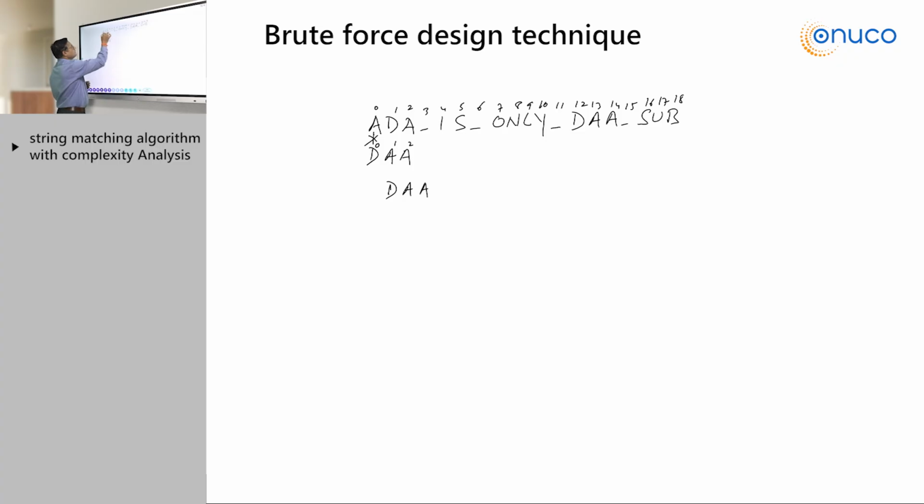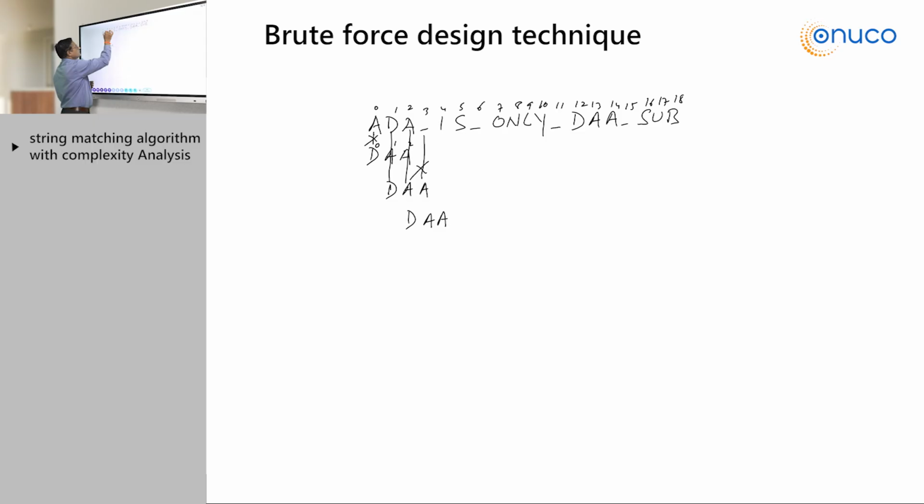Now we are comparing D and D. Is it matching? Yes. Then the pointer will increase. A and A is matching? Yes. Pointer will increase. Underscore and A is matching? No. If it is not matching, again the pattern will shift towards right.